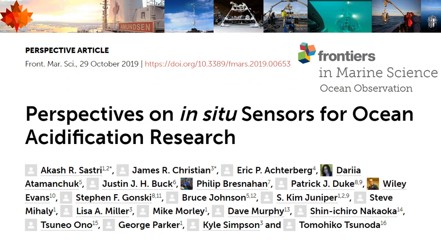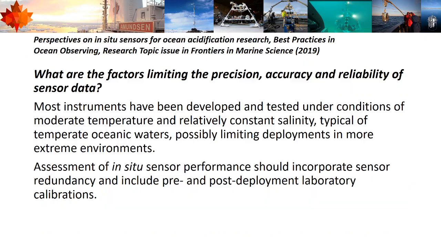So now I'm just going to touch on a few things that relate to these sensors, but that was published recently in an article in Frontiers in Marine Science, Perspectives on In Situ Sensors for Ocean Acidification Research. This is really about the back end of these sensors in data. So the first question that this paper tried to answer was, what are the factors limiting the precision and accuracy and reliability of sensor data?